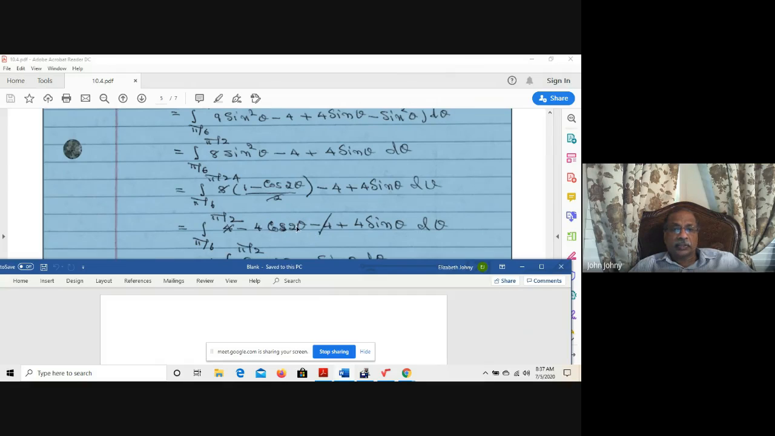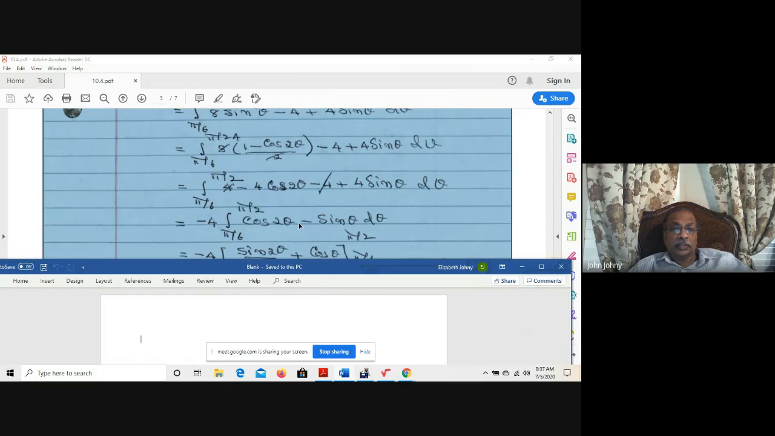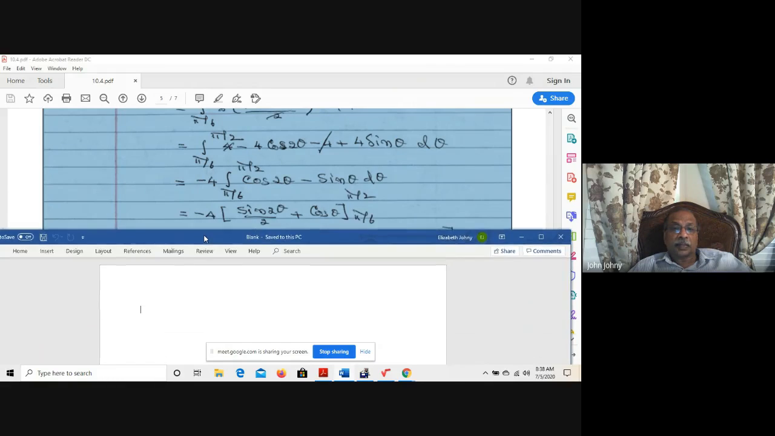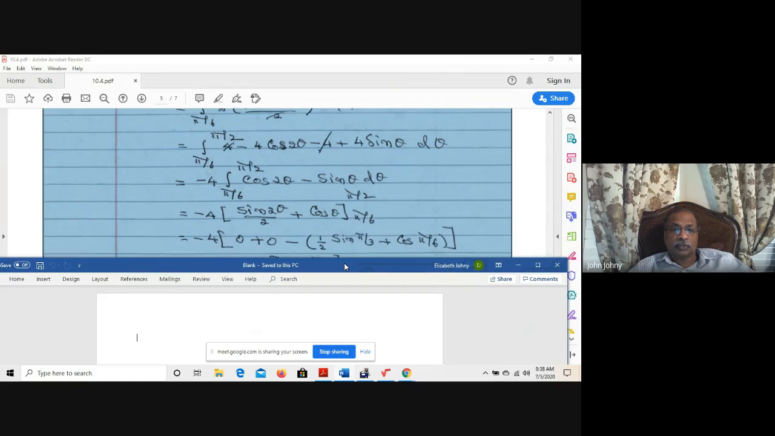4 cancels. So the final answer is, you pull out a minus 4 times the integral from pi over 6 to pi over 2 of cos 2 theta minus sine theta, because negative 4 is pulled out. Now integrate: the integral of cos 2 theta is sine 2 theta over 2. The integral of sine theta is negative cos theta. So two negatives make a positive. So it is negative 4 times sine 2 theta over 2 plus cos theta, from pi over 6 to pi over 2. Now substitute the limits.